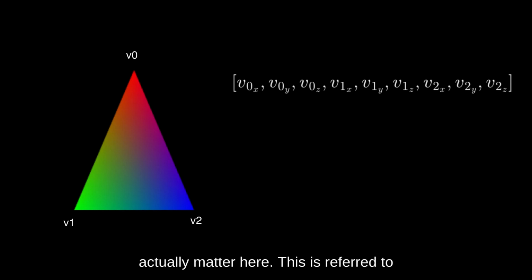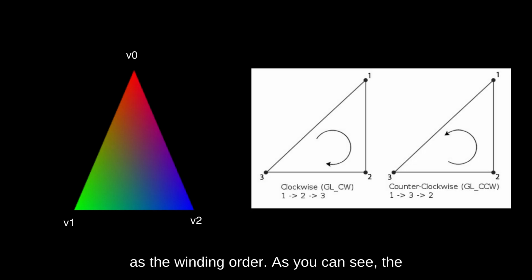The order does actually matter here. This is referred to as the winding order. As you can see, the points on this triangle, when read sequentially from 0 to 2, move counterclockwise on the triangle. Which of these points corresponds to V0 does not matter, so long as the other points relative to it are in counterclockwise order. This becomes especially obvious because you could always just rotate the triangle itself instead of directly changing the V0 location.